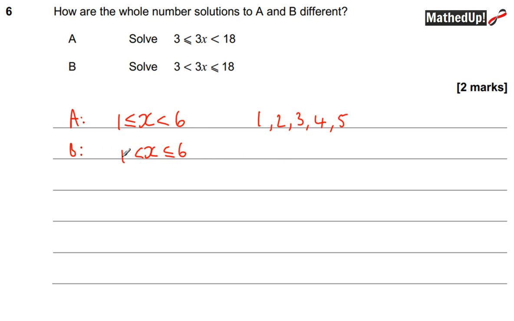And for b, our strict inequality is going to be here where x is greater than 1, so we can't actually include 1, but we can include 2, 3, 4, 5, and we can include 6. So these are the different sets of solutions we get for A and B.